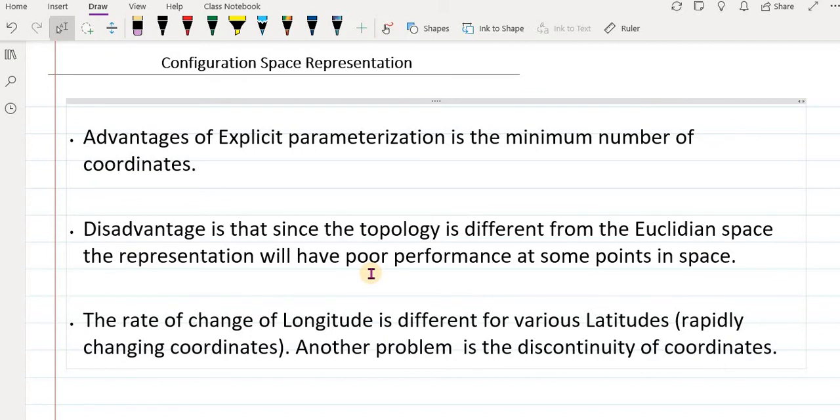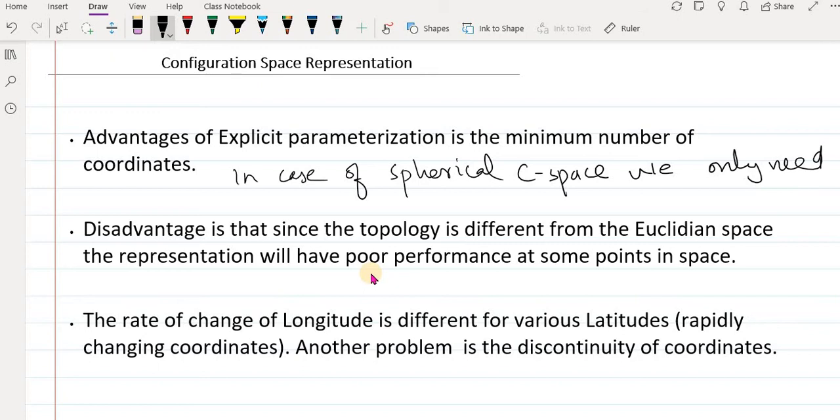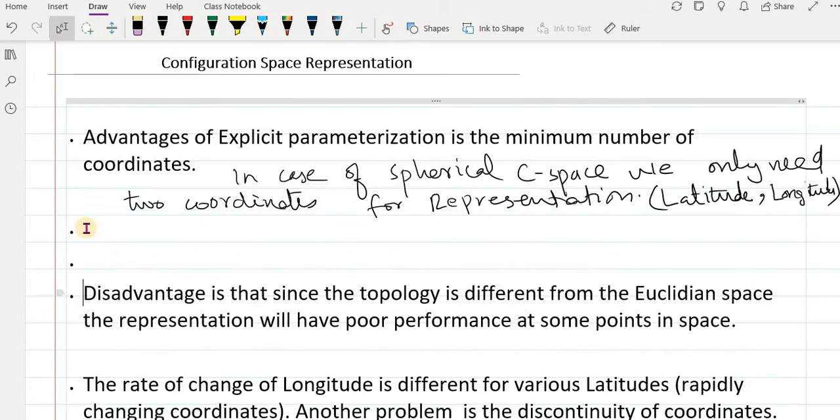Here we shall see some advantages and disadvantages of a representation. The advantage of explicit parameterization is the minimum number of coordinates. As we have already seen, in the case of a spherical C-space we only need 2 coordinates for representation, and these coordinates are latitude and longitude. So this is one advantage. Only 2 coordinates are enough.